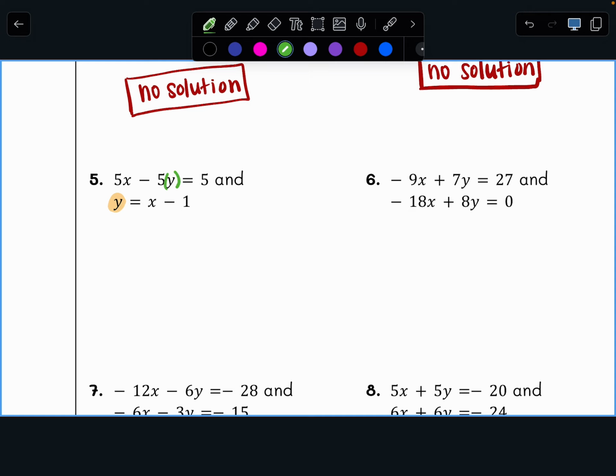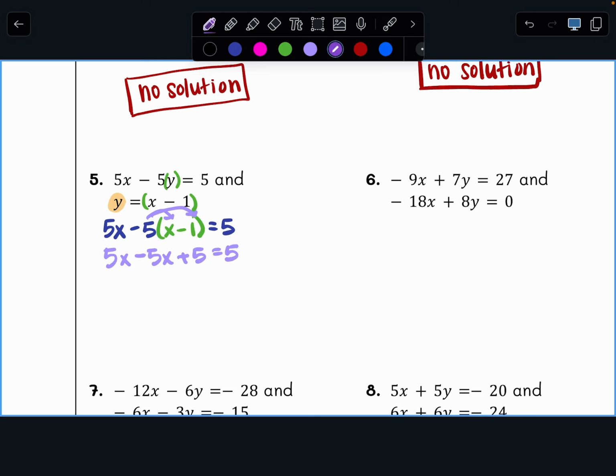So I'm going to put parentheses around y, because that's where I'm going to put my substitution. And what is being substituted for y is x minus 1. So now I'll rewrite the first equation substituting x minus 1 for y. 5x minus 5 times x minus 1 equals 5. Then I need to distribute. Negative 5x plus 5 equals 5.